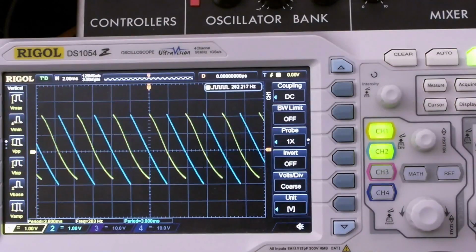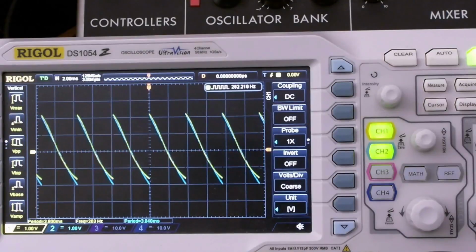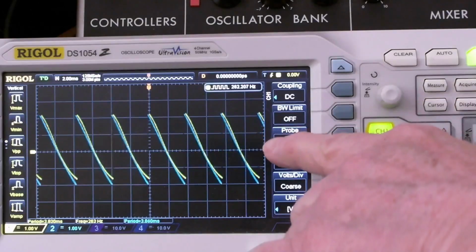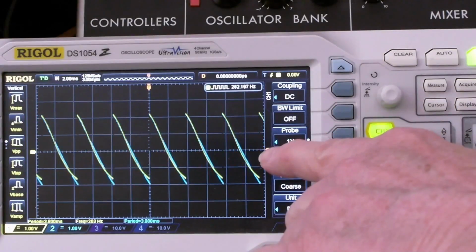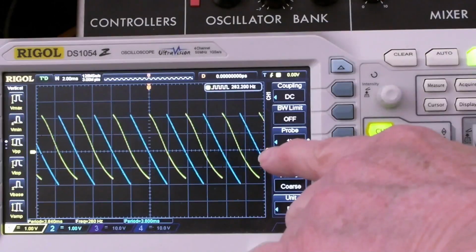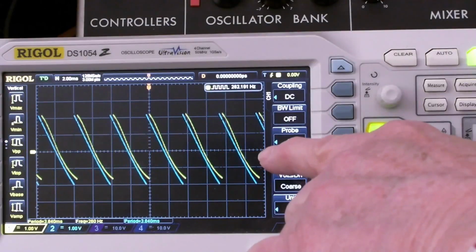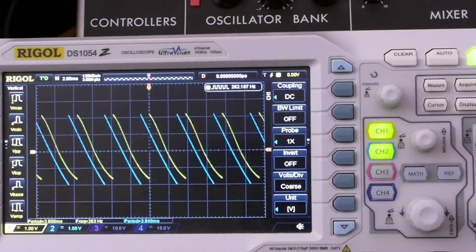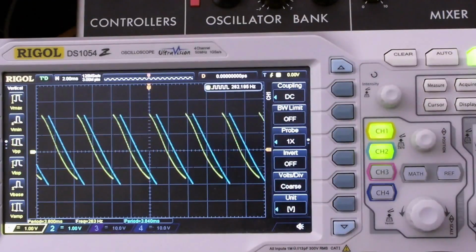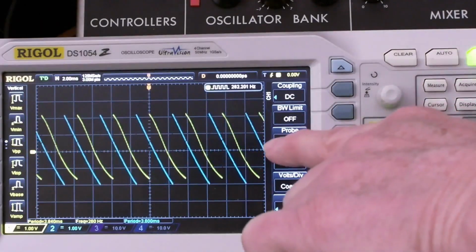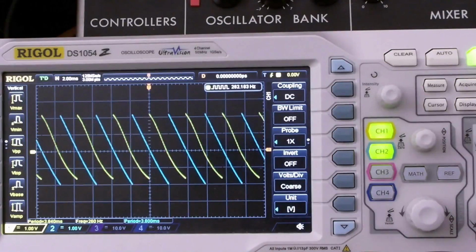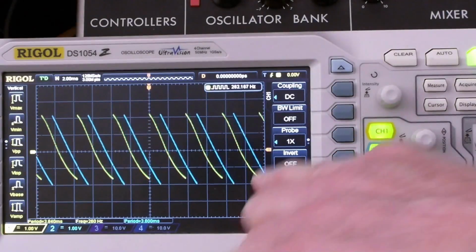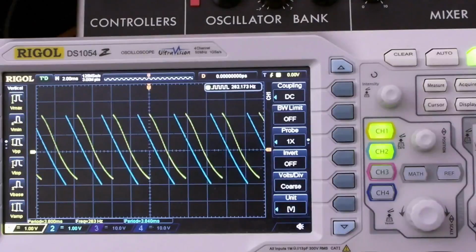The three things I want to draw your attention to are: number one, the System 55 waveform in blue seems to be the most symmetrical. Note that the waveform is symmetrical around the ground level in the vertical center of the display. The positive peak and the negative peak are the same amplitude or distance from the ground level in the center. Compare the Minimoog in yellow, which seems to have an offset. It doesn't go as far in the negative direction as it does in the positive direction.